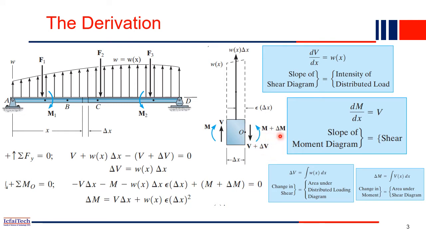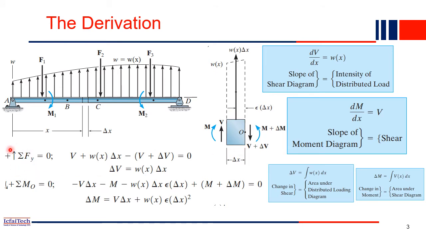Similarly, the moment also increased. Earlier it was M on the left side, now on the right side it is M plus delta M, to maintain the equilibrium of this free body diagram that we have drawn. So now we apply our equilibrium equations to this free body diagram. What is our equilibrium equation?